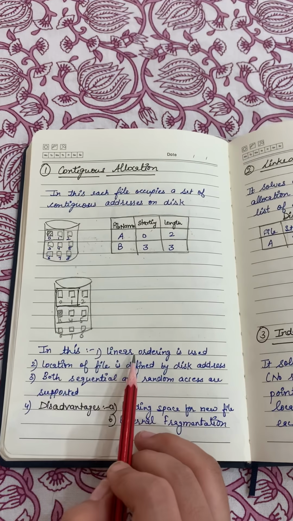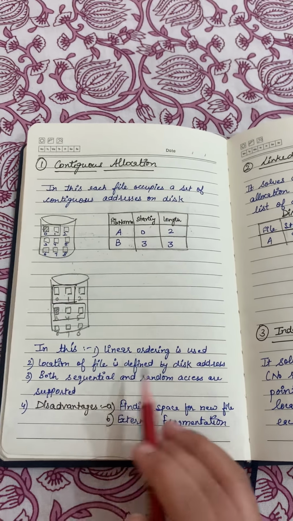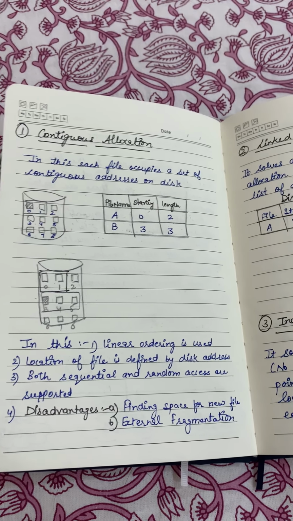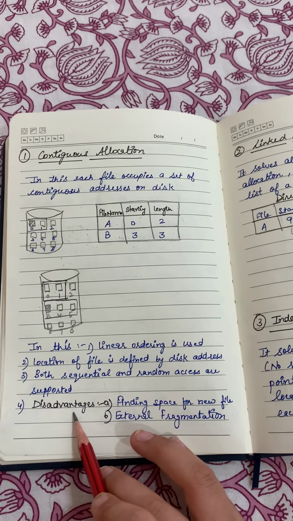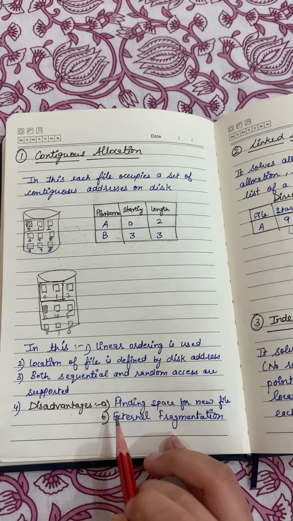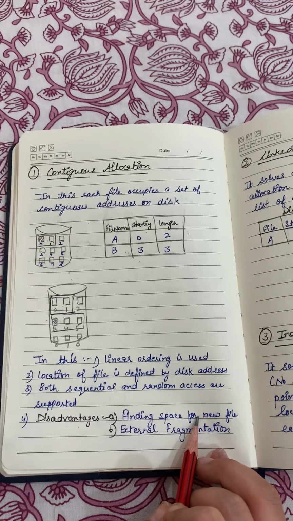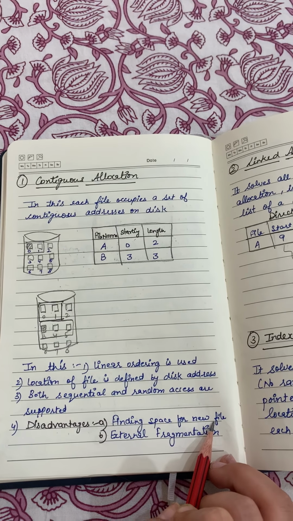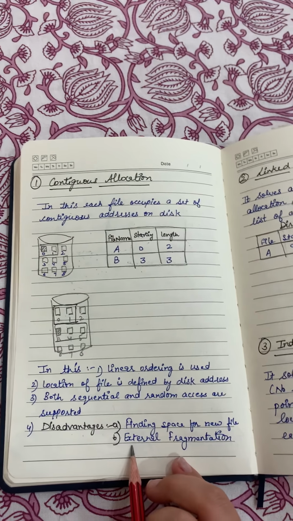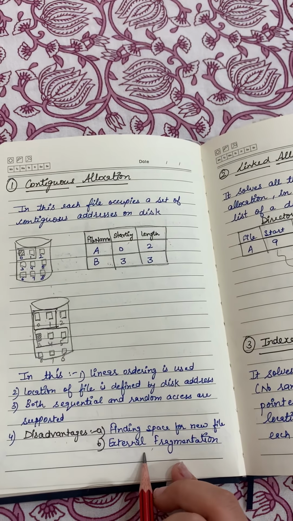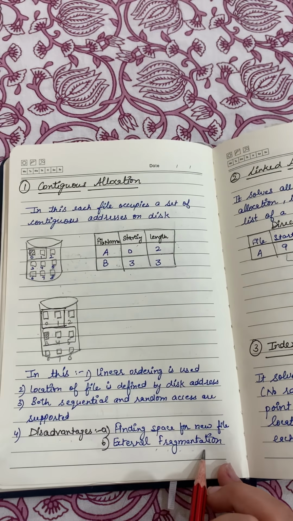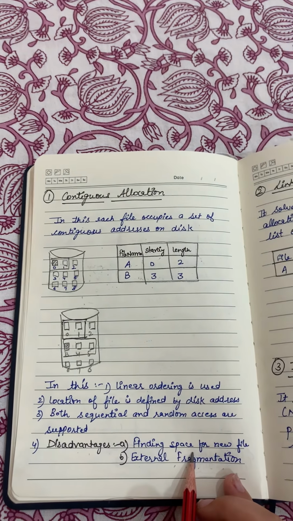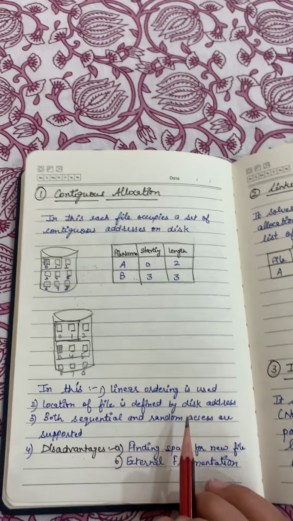In this, linear ordering is used. Location of file is defined by the disk address. Both sequential and random access are supported. And there are two main disadvantages of contiguous allocation, that is finding space for a new file. It is very difficult because we have to keep track of the free blocks, and second is external fragmentation. This is the biggest disadvantage of contiguous allocation. And there is one variation of contiguous allocation, which is dynamic storage allocation.